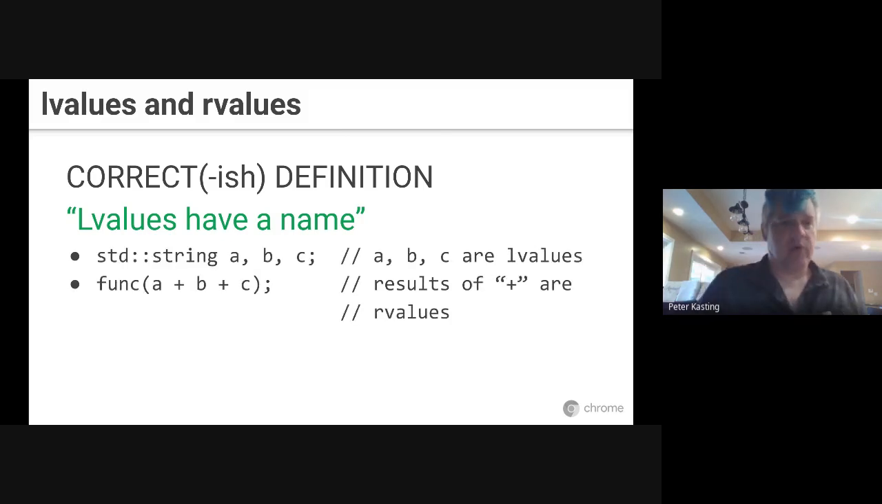Here's another example. If you declare A, B, and C as strings, then they're all L values because they all have names, A, B, and C. But if you then add them together, A plus B plus C, to append the strings into one big long concatenated thing, that big concatenated thing, and in fact the intermediate concatenated thing when you do A plus B, are all R values.